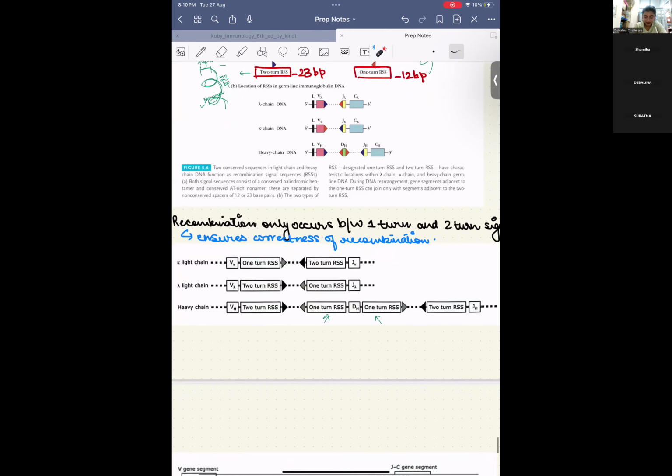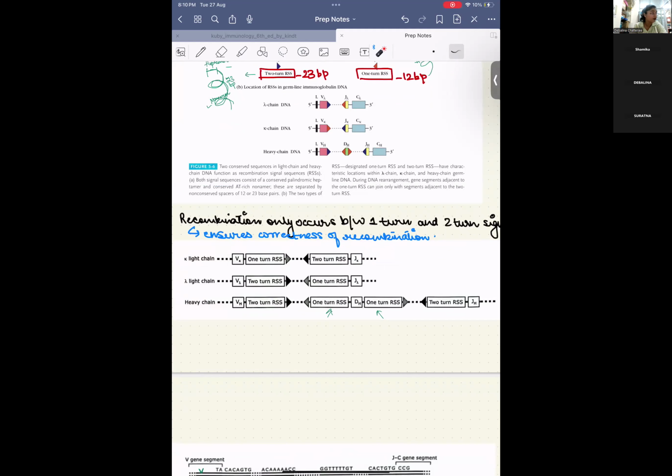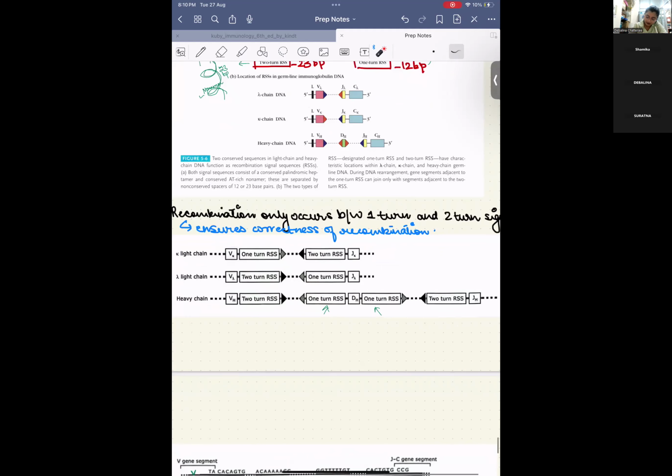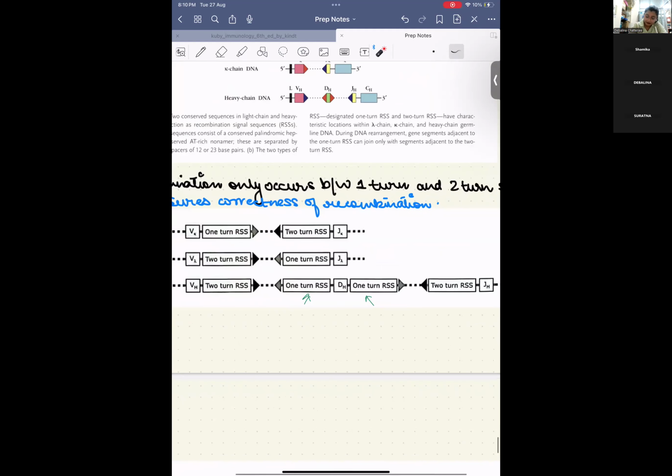How this arrangement is really helpful is further understood by the gene arrangement of heavy chain, where we have this D region in between two one-turn RSS sequences. Right? Very smart, because it is having a two-turn RSS sequence upstream of J and a two-turn RSS sequence downstream of V. D is flanked on both sides by a one-turn RSS sequence. So the two-turns can never combine with each other here. This two can only combine here, and this one can only combine here.